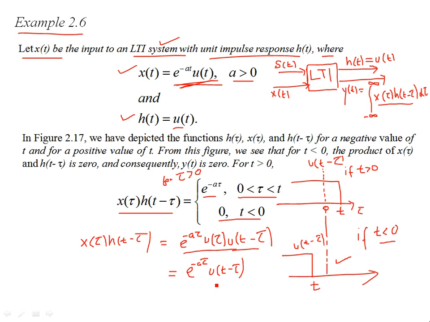So, or if you don't want to write this, then that means your t is a positive quantity. Of course, tau is the variable of time. So we are considering this for positive values of t, so tau is between 0 to t. This is what is mentioned over here. But for t less than 0, there is no overlapping, so basically the integrand is 0.